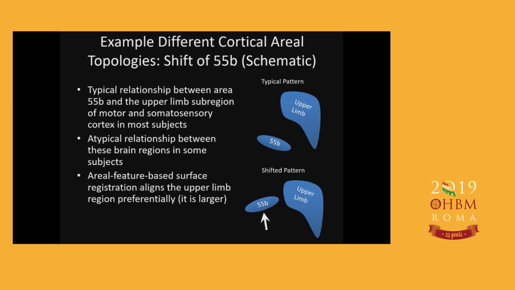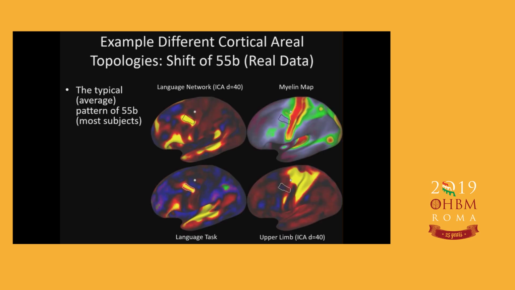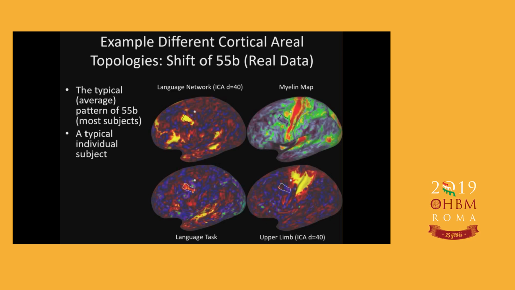So an areal feature-based surface registration will preferentially align this large feature here relative to this small one, causing this shift. So what does this look like in real data? So we've got a resting state language network here, language task. We've got the upper limb sensory motor region and a myelin map here. This outline is the group location of 55B, so we can see it's connected in the language network. It's active in the task, slightly myelinated, and it sort of points down to the tail.